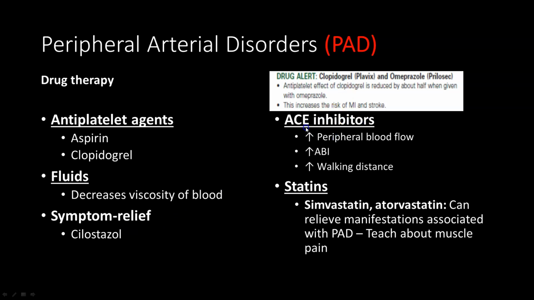ACE inhibitors are given for the same reason that we give them for heart failure. They're going to prevent remodeling. Instead of remodeling of the heart, now it's remodeling of the vasculature. Hopefully it will improve your peripheral blood flow, increase your ankle brachial index, and improve how far they can walk. And then, of course, if it's because of cholesterol, we can put them on a statin medication.